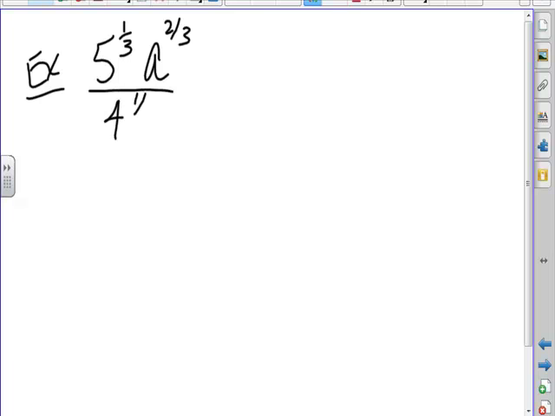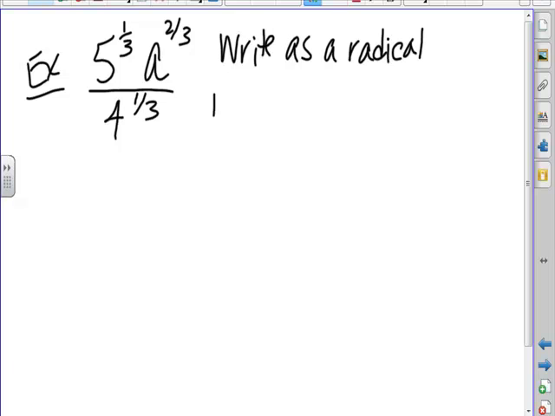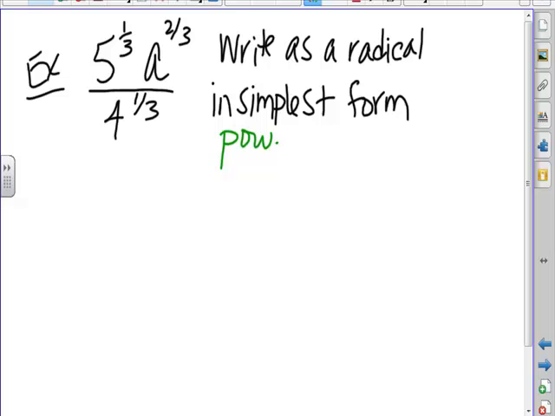So instead you may be given something like this. 5 to the 3rd power, a to the 2/3 power divided by 4 to the 1/3 power, and you may be asked to write as a radical in simplest form. So this time we're going the other direction. So same thing, I've got this sort of tape playing in my head. The thing on top is the power, the thing on the bottom is the root.